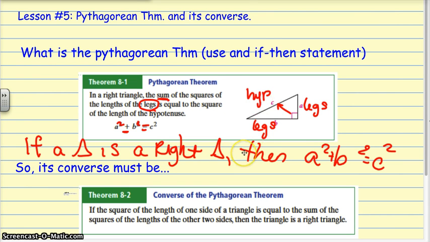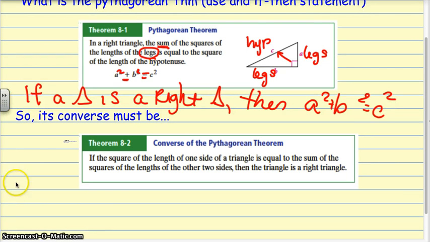The converse of the Pythagorean theorem says if the square of the length of one side of a triangle is equal to the sum of the squares of the lengths of the other two sides, then the triangle is a right triangle. All right, so in layman's terms, if a squared plus b squared equals c squared, then the triangle is a right triangle.